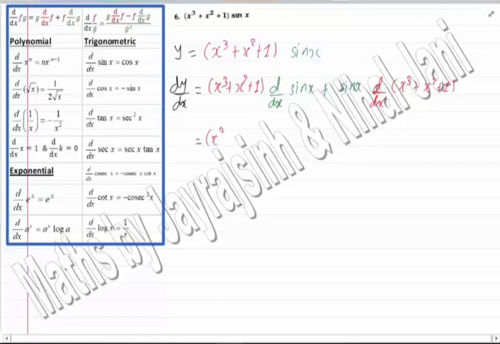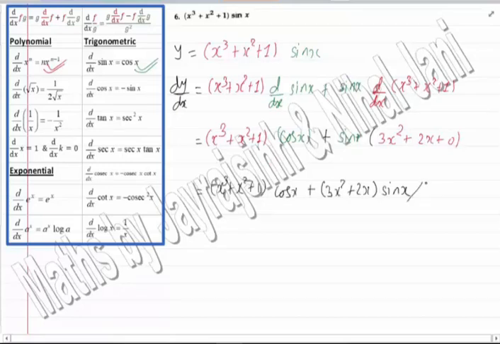So let's do it. x cube plus x square plus 1 is as it is. Differentiation of sin x is cos x. So let's write down cos x over here, plus sin x will be as it is. Differentiation of x cube, x square and 1 can be done: 3x square plus 2x, and 1 is a pure constant term, so it will be 0. So tada! You can say this is your final answer.